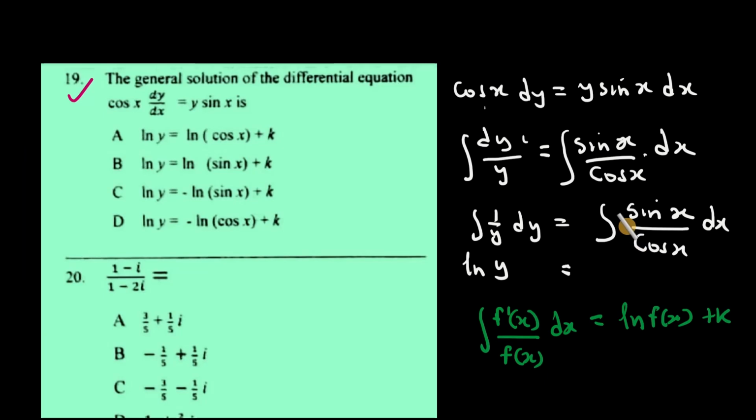So to do this, I can put minus here, and if I put minus here, it means I also have to put minus down, so that minus over minus will cancel. But I don't need minus down here, so I can remove the minus out here. If I factorize the minus out, now I have cos x down and minus sin x at the numerator. It means I can conveniently now apply this formula. That is, ln y equals minus ln cos x plus the constant of integration k. This is the same as option D.